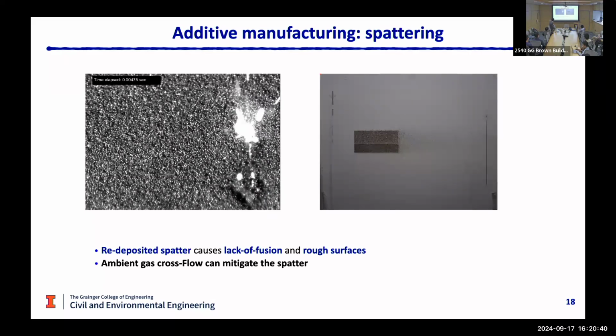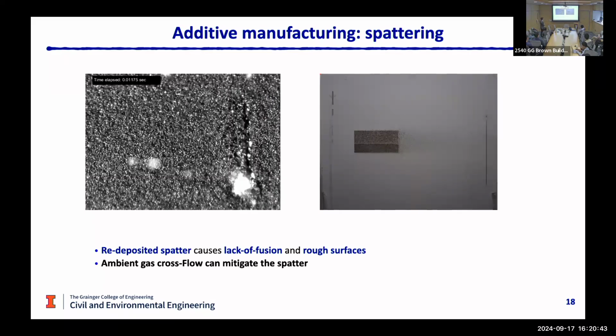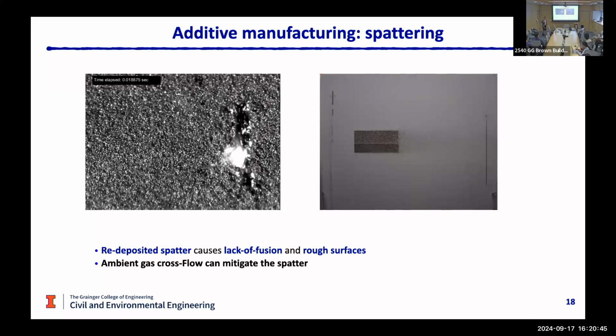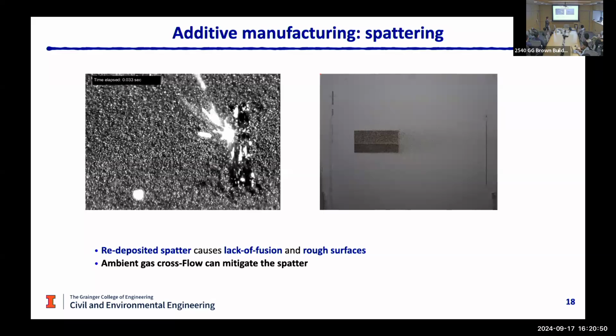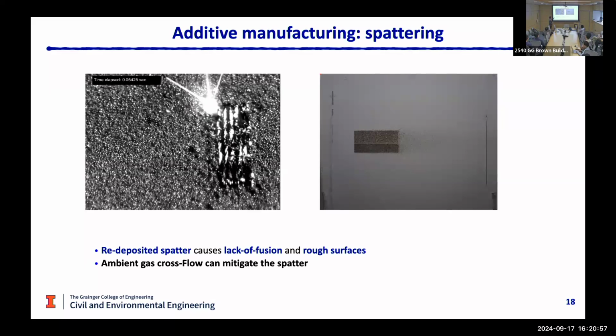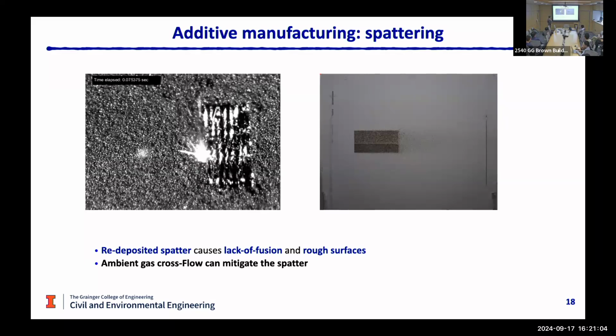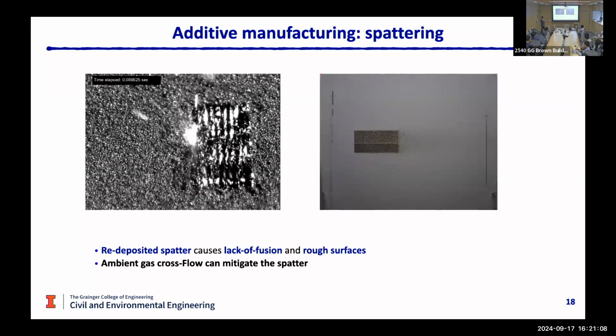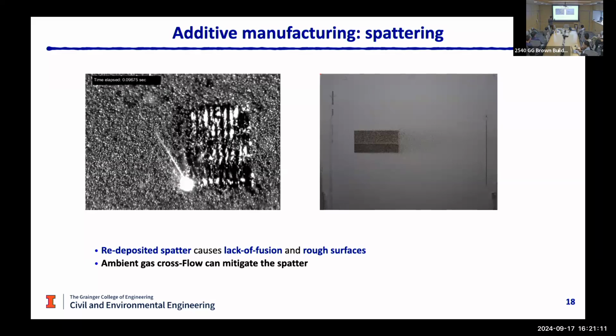What else can you do with this model? Another important issue, as I mentioned, are those gray fog type of things, the evaporation-induced jets. Sometimes those jets are powerful enough to even blow away the metal powders. If those powders are redeposited on the substrate, they can cause lack of fusion and rough surfaces. So in order to mitigate powder spattering, what people do is apply an ambient cross-flow to clear the spatters.